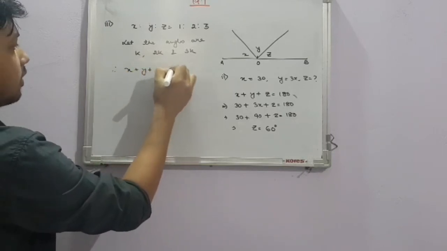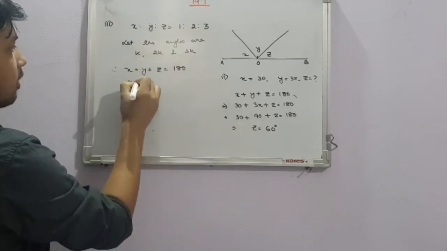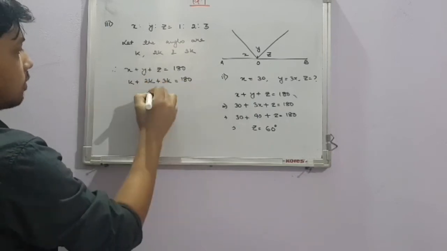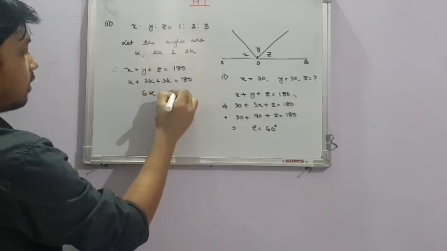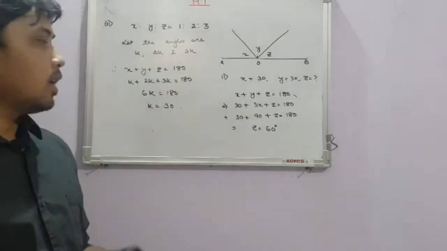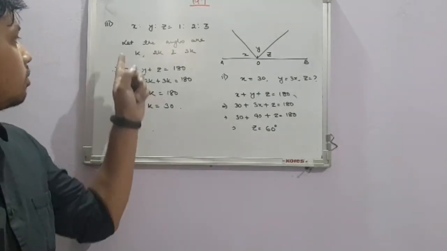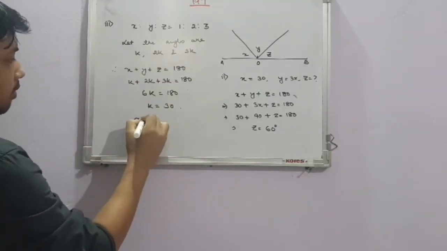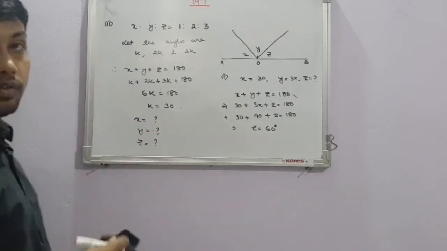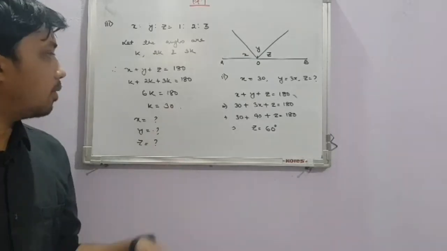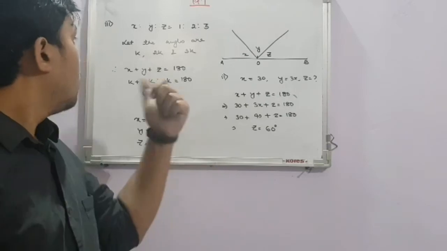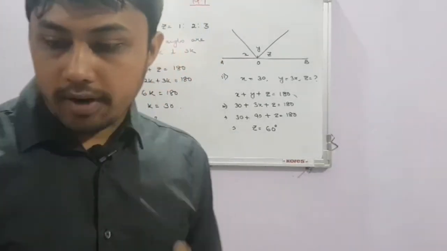Now what is their sum? Obviously their sum is 180. So k plus 2k plus 3k is equal to 180. So you will have 6k equal to 180 and you'll have k equal to 30. Right? Once you know the value of k, 30, you can put these values and find the values of x, y and z. This part I am leaving up to you. Obviously you can do this calculation once you know the value of k. Right? So this was your question number 5.